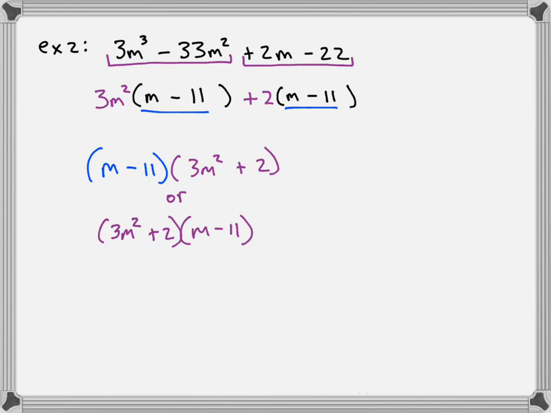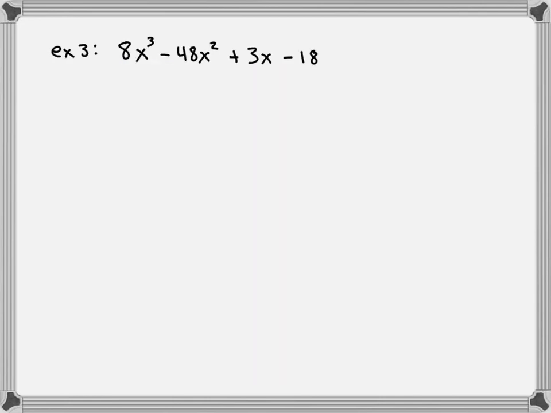Let's look at a third example. Here we have 8x cubed minus 48x squared plus 3x minus 18. Again, we're going to have to group them to be able to pull out a common factor. If we look at the first set of 2, we have 8x cubed minus 48x squared. Our GCF would be 8x squared. So I can factor that out. That's going to leave me with an x minus 6.